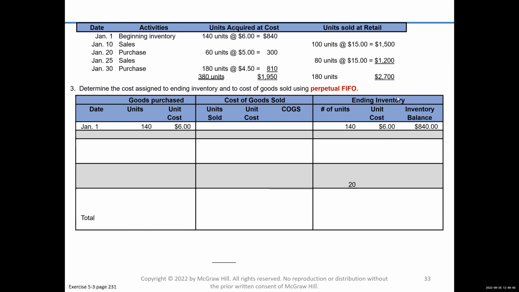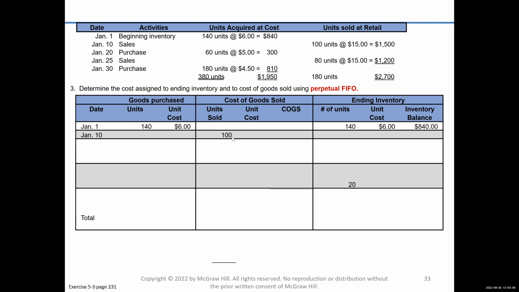So we're always going to keep track of our ending inventory. And you're going to see here that we're going to be building layers. And then when we sell it, we're going to be taking away layers. And so anyway, we're just going to add to the layers here. So here on January 10, we sold 100 units. Okay.